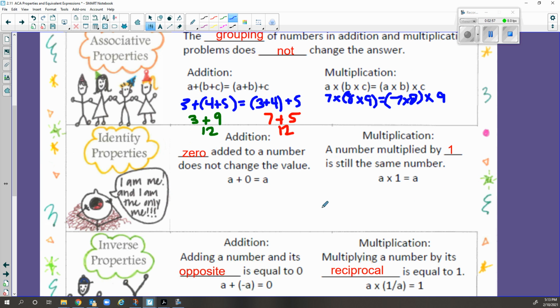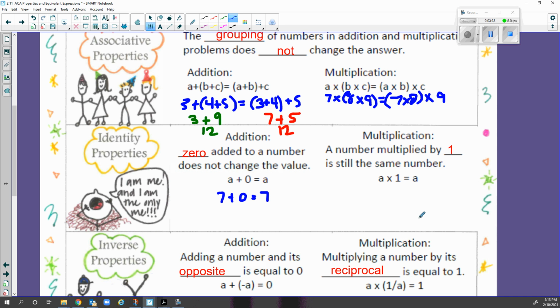Okay. The next property is the identity property. And the identity property is pretty cool because it's a little different for addition and multiplication. They're kind of the same kind of rule, but they're just a little different because addition and multiplication are just a little bit different. So addition, when we take 0 and add it to a number, it does not change the value. Okay, so if we took a plus 0, it'd still equal a. If I put real numbers in here, 7 plus 0 still gives us 7.